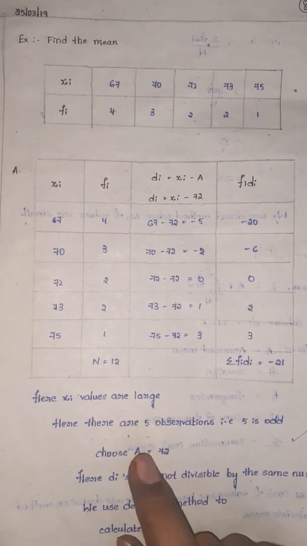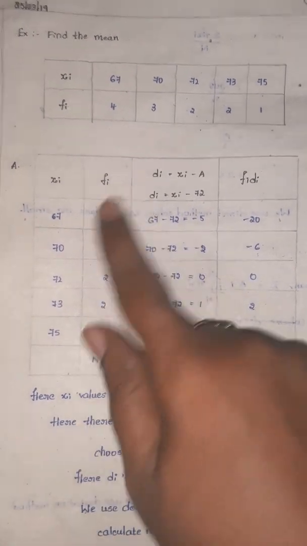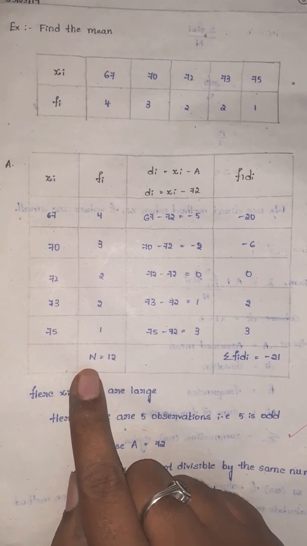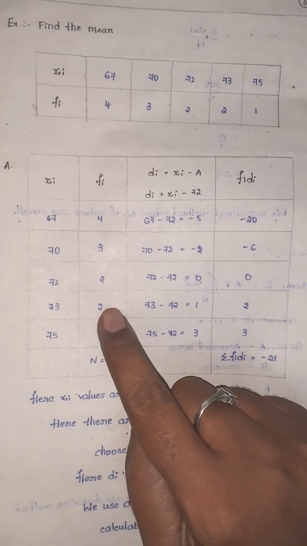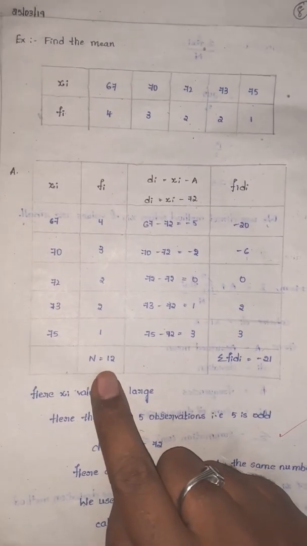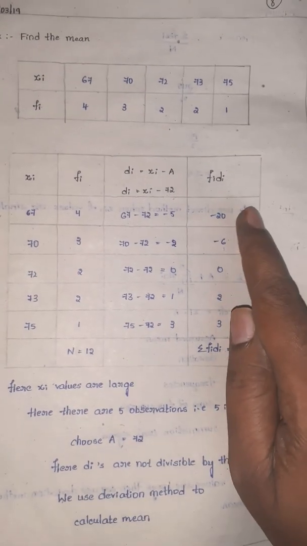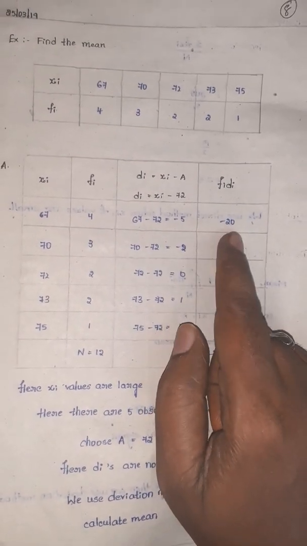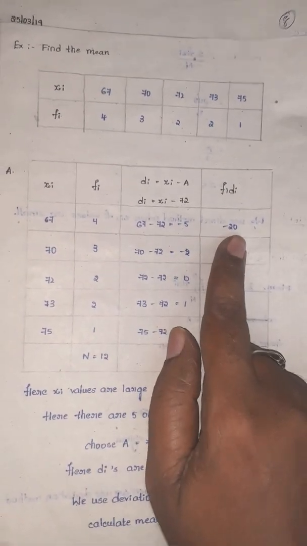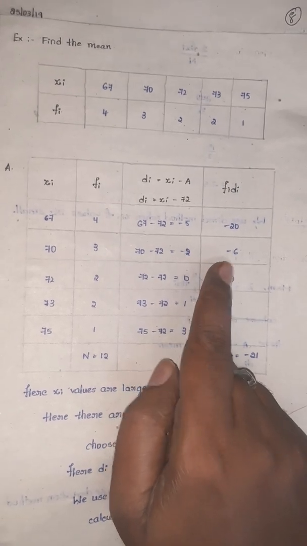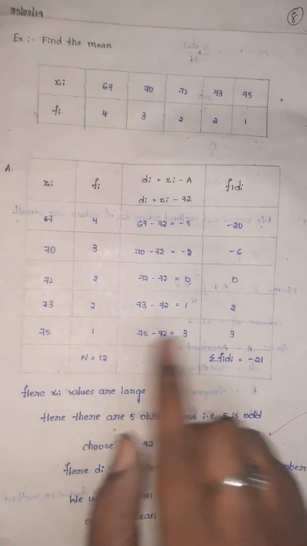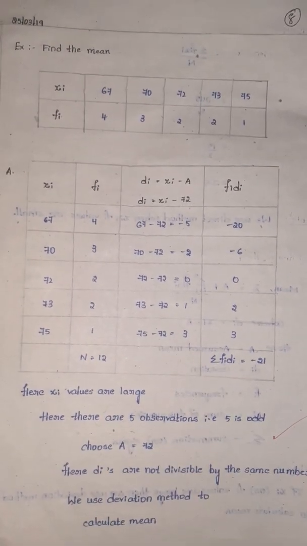Now find the fi total. Add all these values. You can call this sigma fi, summation fi, or capital N; it is one and the same. 1 plus 2 is 3, 3 plus 2 is 5, plus 3 is 8, 8 plus 4 is 12. That is what I wrote here. Now fi di: 4 into minus 5 is minus 20. 3 into minus 2 is minus 6. 2 into 0 is 0. 2 into 2 is 4. 1 into 3 is 3.